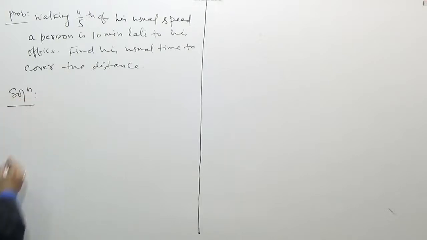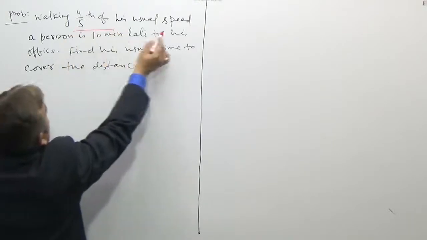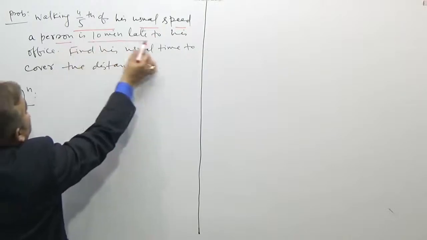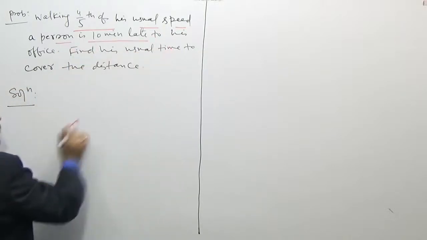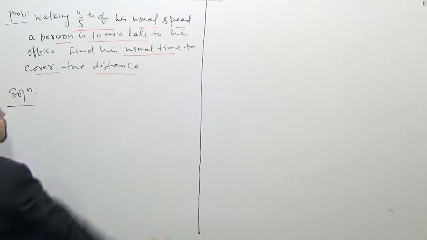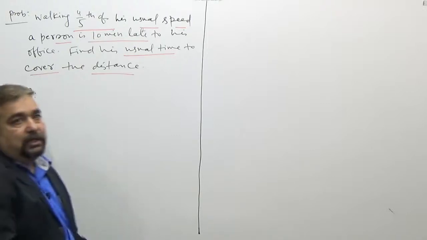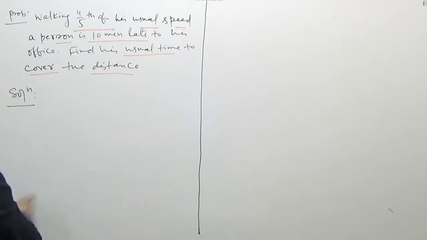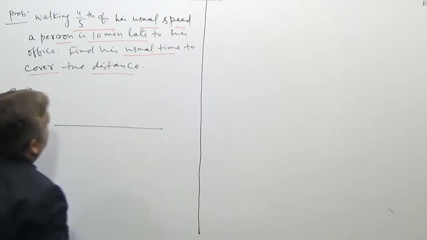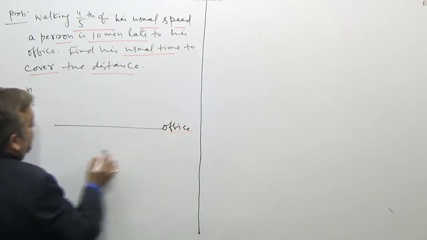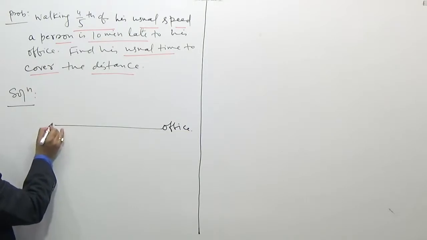You can see. Walking at 4/5 of his usual speed, or you can say normal speed, a person is 10 minutes late to his office. Find his usual time to cover the distance. See, this can be done with the help of ratio. How? Suppose the person starts from this point towards the office.